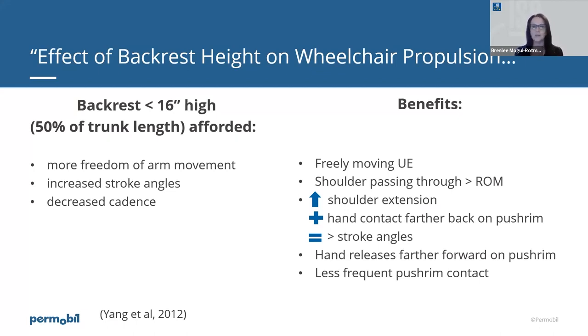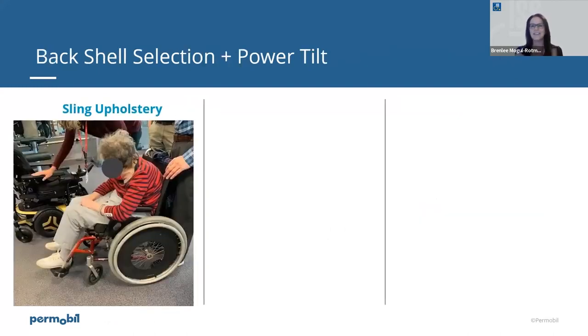So it is something to really think about during the assessment and really go through every client goal that you can to determine what's going to meet the majority of the needs to get that optimal stability and optimal function as well. And then when we look at the selection of a back shell, and then we start to incorporate some other things from the wheelchair itself.